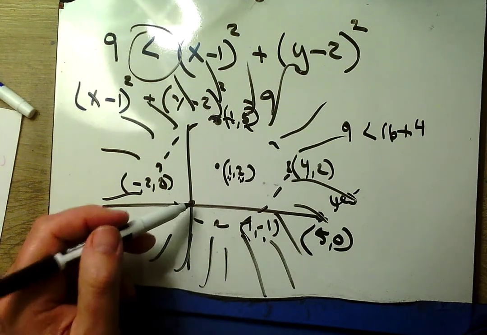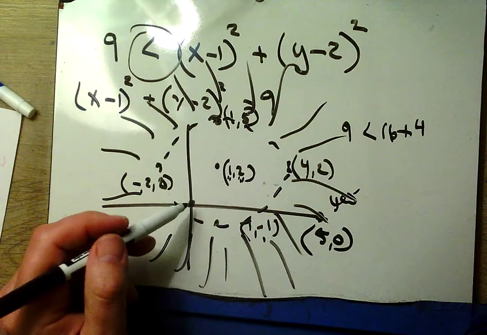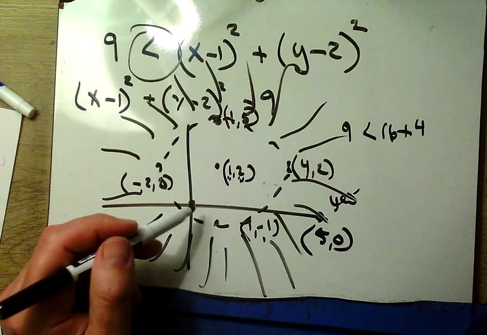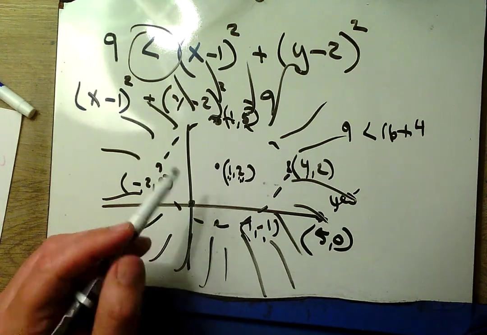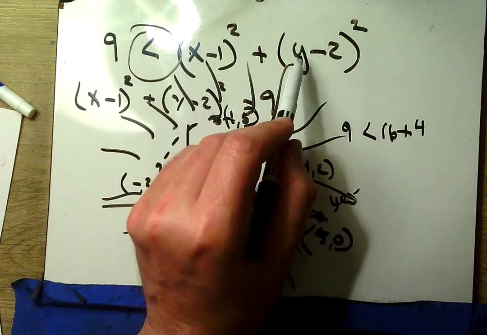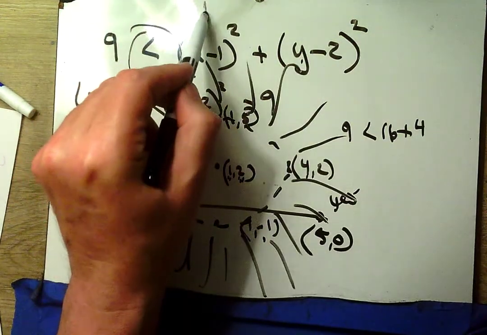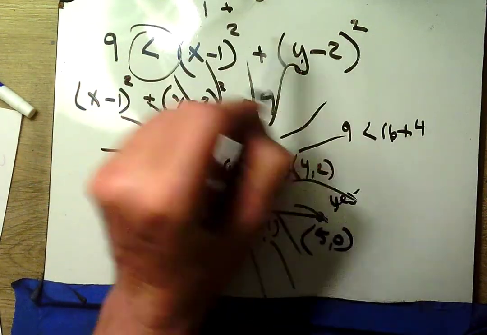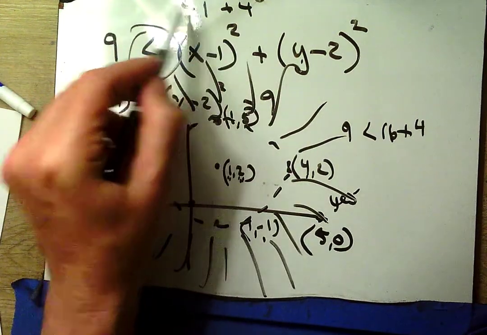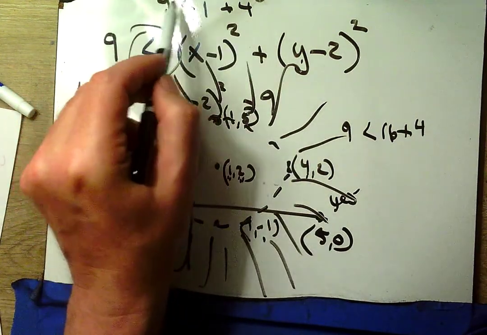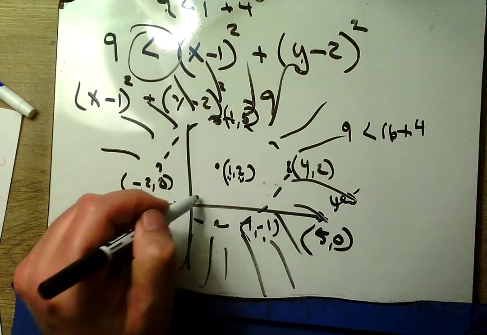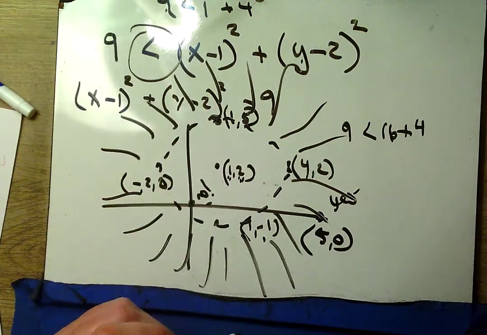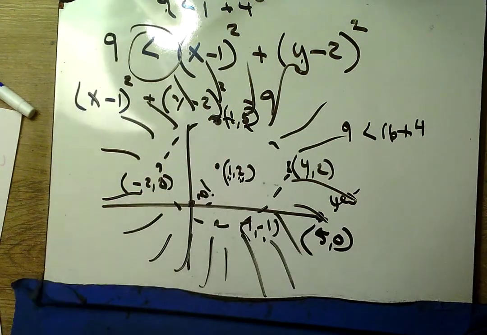Let's see what happens when we test (0, 0). According to my sketch, (0, 0) is not part of the solution. I should get a no. Let's see if I get a no. If I plug in a 0 here and a 0 here, I end up with 1 plus 2 squared, which is 4. And so I have 9 is less than 5. Well, no, that's not true. And that's why we shade on the outside.